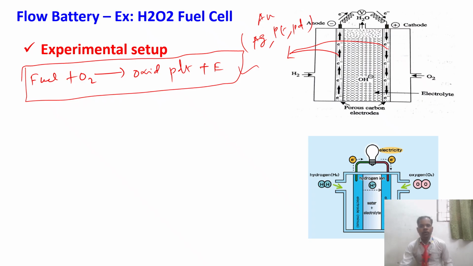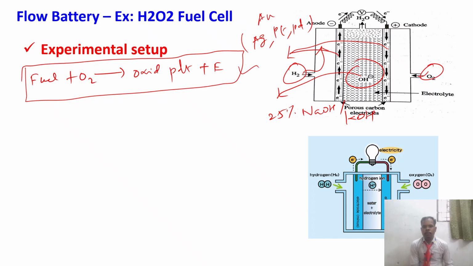In between the two electrodes, the electrolyte may be sodium hydroxide or potassium hydroxide. 25% NaOH or KOH may be used. The two electrodes are connected with a voltmeter. Here, hydrogen is used in the anodic compartment and oxygen in the cathodic compartment. So hydrogen is bubbled through the anodic compartment where it is oxidized, and oxygen is bubbled through the cathodic compartment where it is reduced.